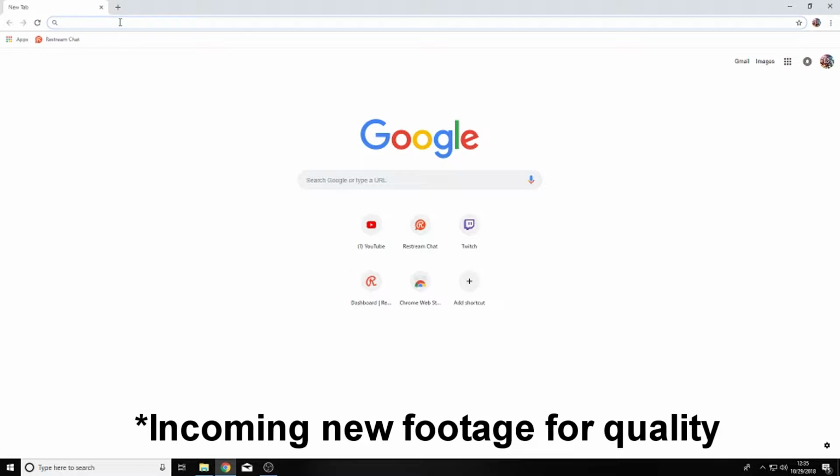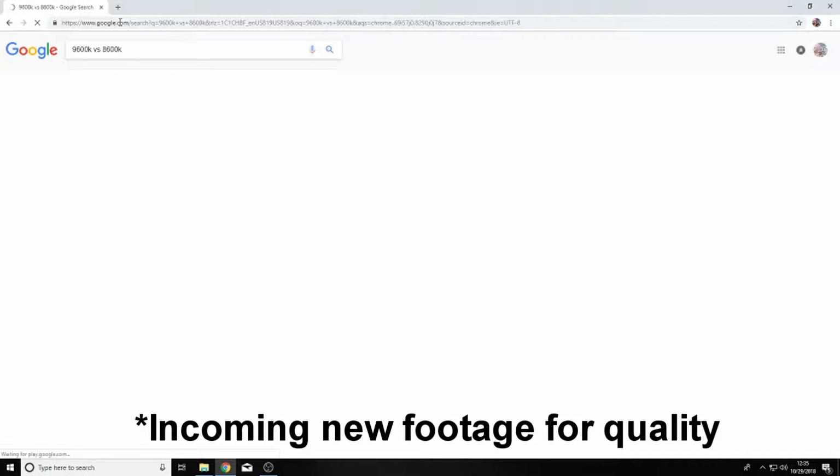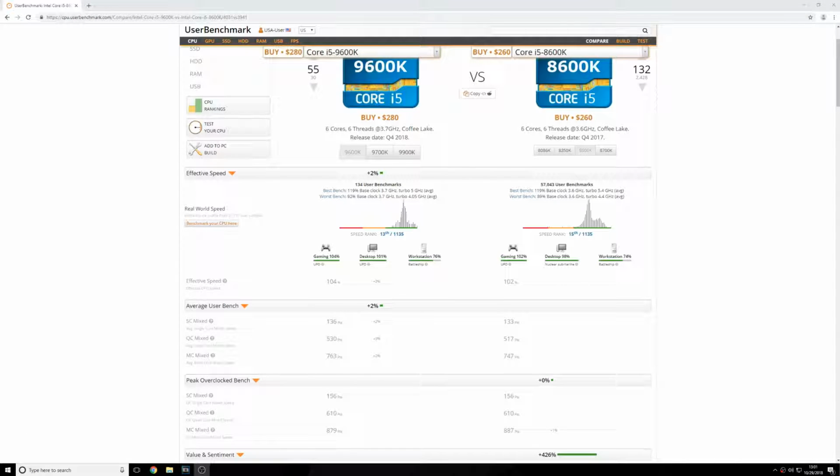So what I do when I compare processors is I don't even type that in. 9600K versus 8600K. First thing that comes up usually is Userbench. This site is actually really good to compare stuff to. This is upsetting me because I wanted to upgrade to an i7 9700K, and then I see crap like this. This is awful for a generation increase. Effective speed 2% better, and if I understand how the site works, people report in their benchmark scores, and this is what they get. So we're talking very small difference.